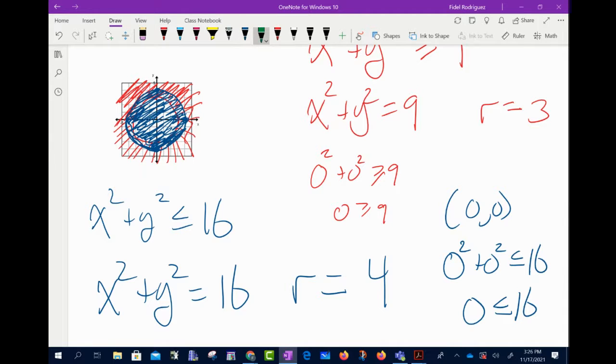What part did we double shade? Anybody know? In between both of them. Didn't we shade this part right here twice? And there's the answer. And that's what we're looking for. That was the last one.